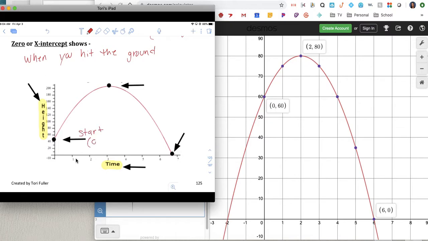It is always going to be 0, comma something. You need to know this is where you land. It's always going to be something, comma 0. And you need to know that this is going to be your max. It is going to be time, comma height. Okay, those are the things I'm wanting you to know. Pause the screen if you need to, otherwise we're going to go back to problem 1.